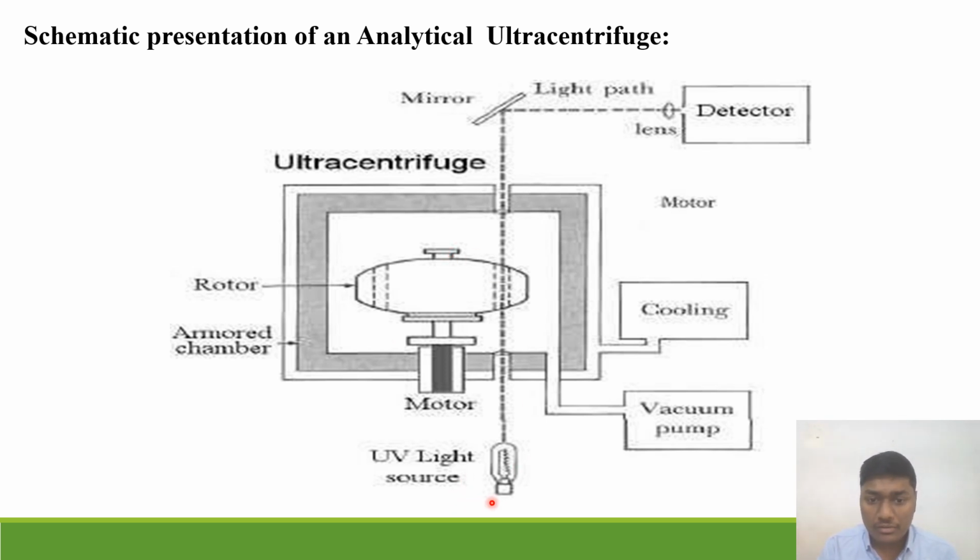And this is the UV light source. The UV light source passes through the sample holder, and it will come from an exit slit to the mirror. This mirror passes the light through the lens, which will collect the specific wavelength and send it to the detector, where the detector does its work.